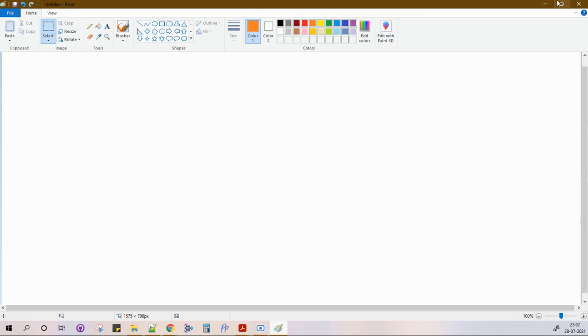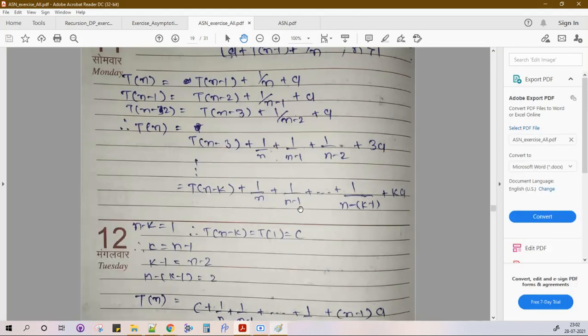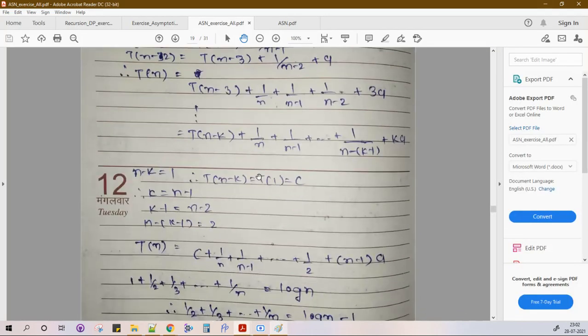Okay, now, if you think it is similar to the previous problem, n minus k should be equal to 1. So k is nothing but n minus 1. So this term is sorted out, and this term is sorted out. K minus 1 is also sorted out. Cool. Now, what about this series?